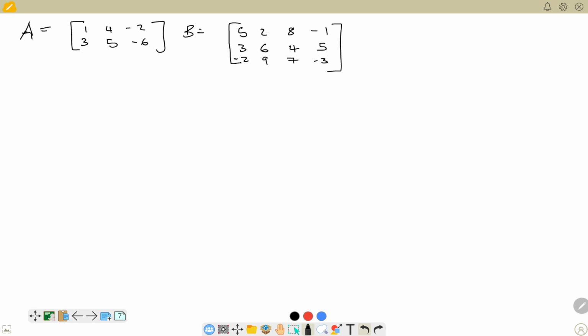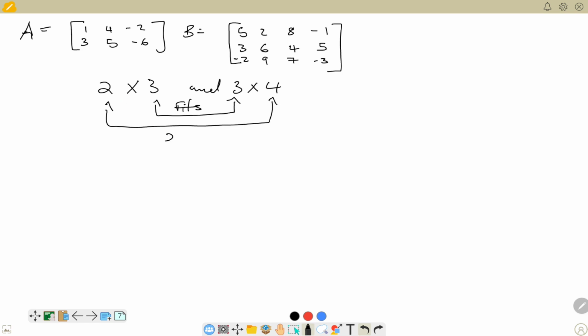So we can see that this is 2 rows, so it's 2 rows times 3 columns. And then this is an advice to students: you must always identify the order. So this side we have 3 rows times 4 columns. This shows us that it fits, because these numbers here are equal. And then it means that the result will contain 2 rows and 4 columns.